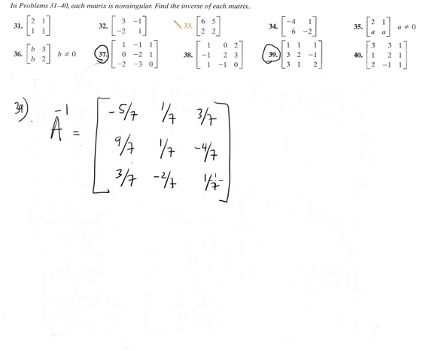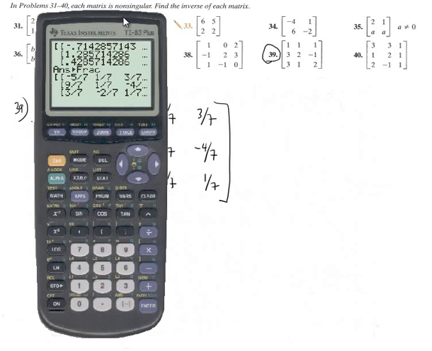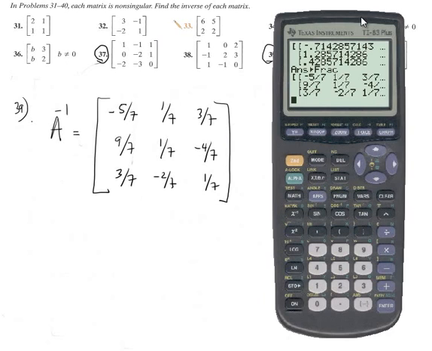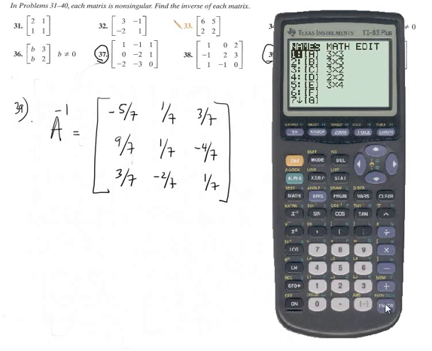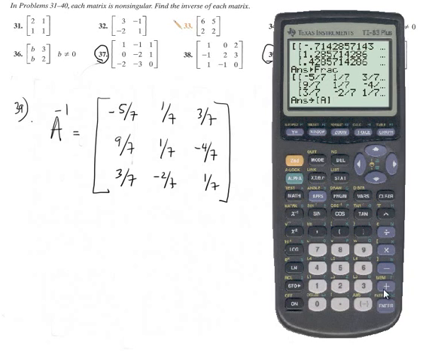Okay, let me check it just in case. Negative 5 over 7, 1 over 7, 3 over 7, 9 over 7, 1 over 7, negative 4 over 7, 3 over 7, negative 2 over 7, and 1 over 7. Let me store this in the matrix B. Matrix B.